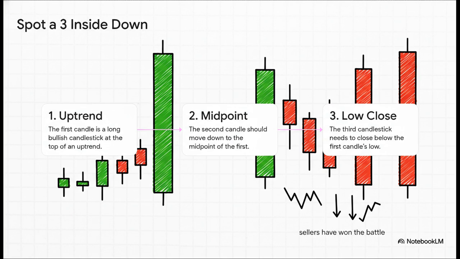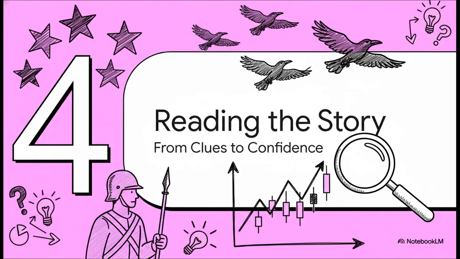And you know the drill by now for the 3 inside down. It is the perfect mirror image. You're in an uptrend with a long green candle. The second candle is red and bearish, and it pushes down past the halfway mark. And the final confirmation? That third candle closes below the low of that first candle, showing the sellers have officially won the battle.